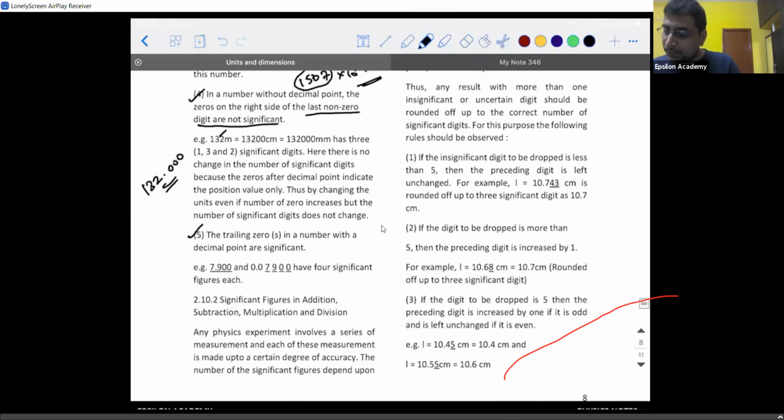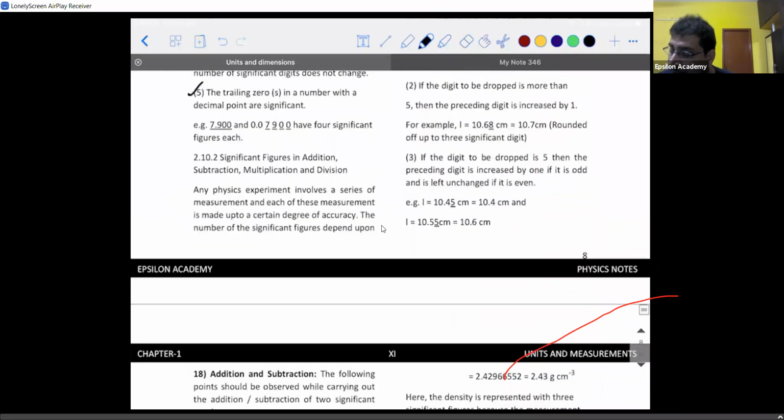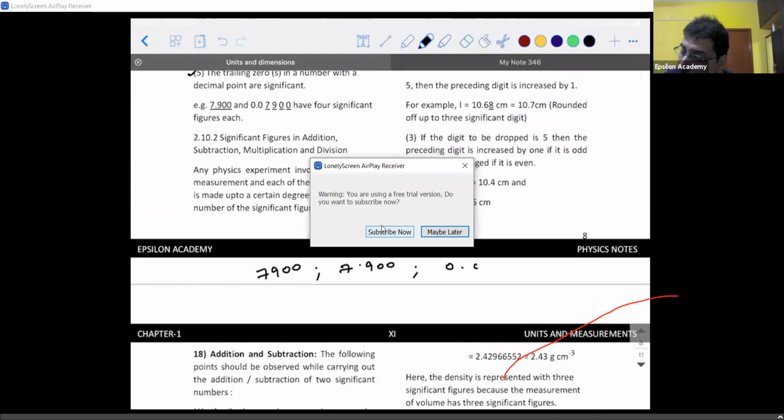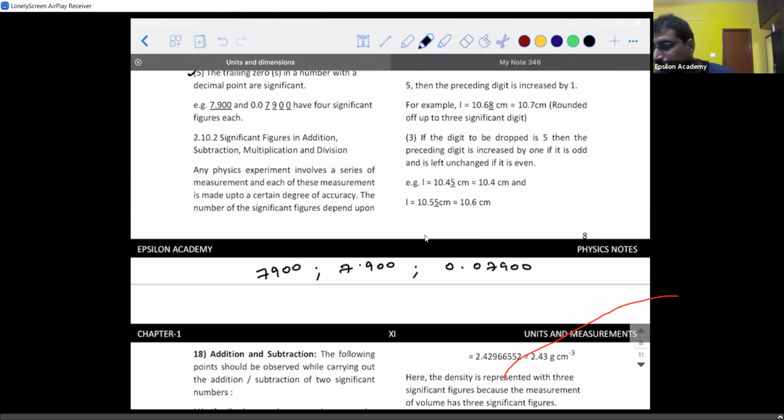Okay, the last. The trailing zeros in a number with a decimal point are significant. So what are we trying to say? For example, I have a measurement like this: 7900, 7.900, 0.07900. Tell me the significant figures in all the 3 cases.